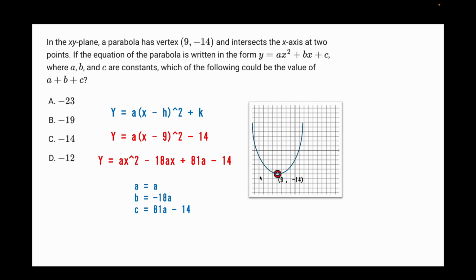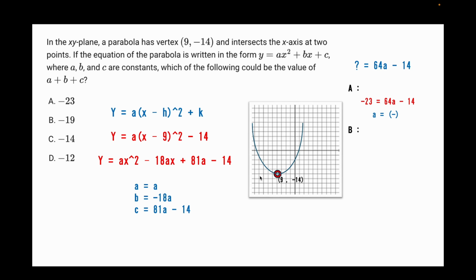Now we're going to move on to plug and chug once we simplify our a plus b plus c in terms of a, which is going to be 64a minus 14. Now we can do plug and chug. When we choose our answer a, and we put -23, we're going to see our a value is actually going to be negative. When you do -23 equals 64a minus 14.